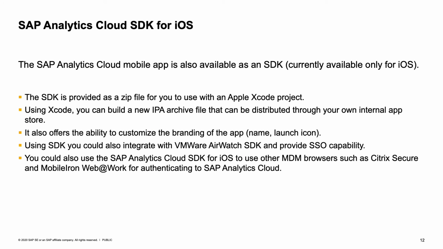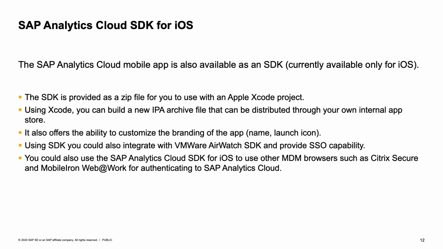Now moving on, we do have the SAP Analytics Cloud SDK for the iOS version. Why would you need the SDK? In a few cases, for instance, you would like to customize your application, maybe to rebrand it or to have a different launch icon. Once you customize it and would like to roll it out in your internal app store, you would use the SAP Analytics Cloud Mobile SDK. In some cases, you might have security requirements which are not part of the default application, for instance, embedding or integrating with the mobile device management browser to do the authentication. In those cases, you would require the SAC Mobile SDK.